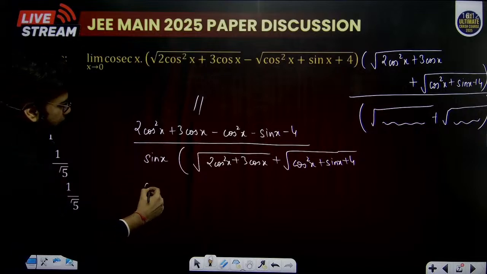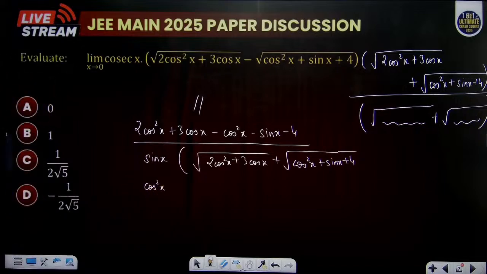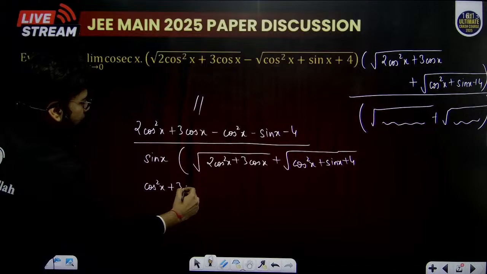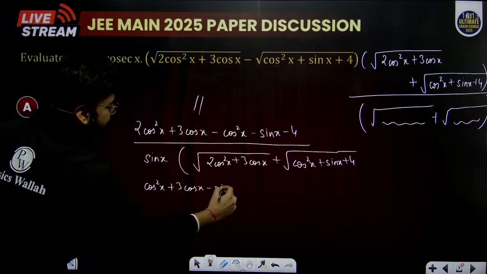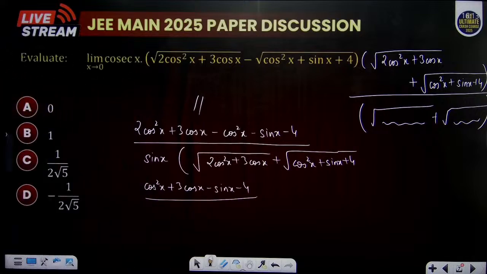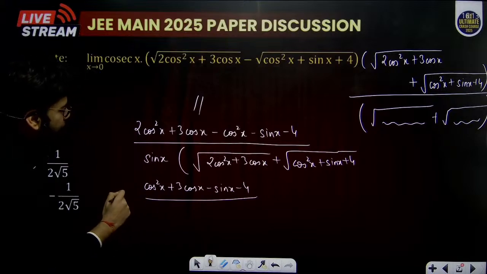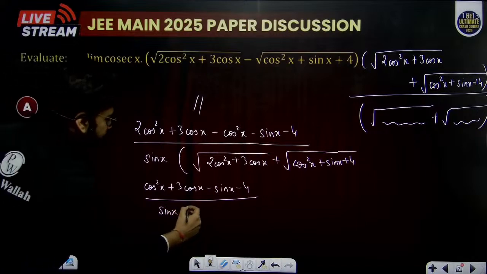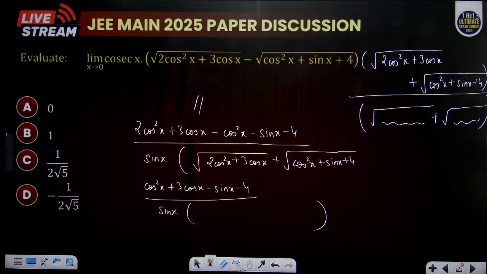So this will become cos square x plus 3 cos x plus 3 cos x minus sin x minus 4 upon. Now one more important thing, sin x upon x can be written as 1. So again, what I can do is, here sin x is there. This part is running separately. Cos square x plus 3 cos x minus sin x minus 4.